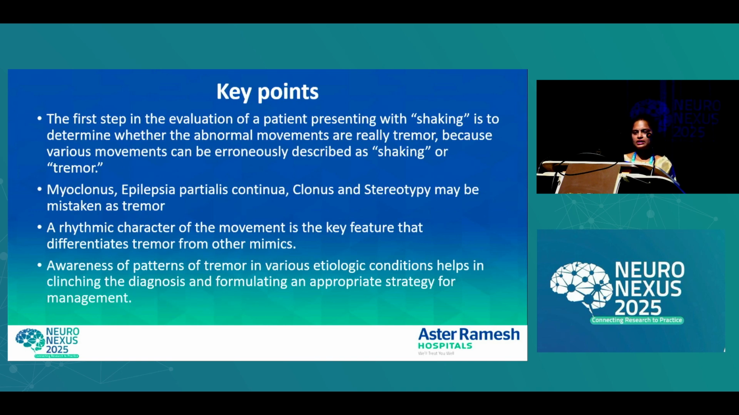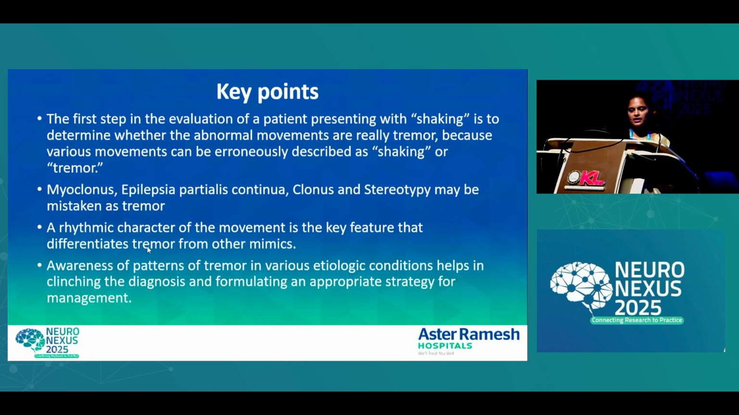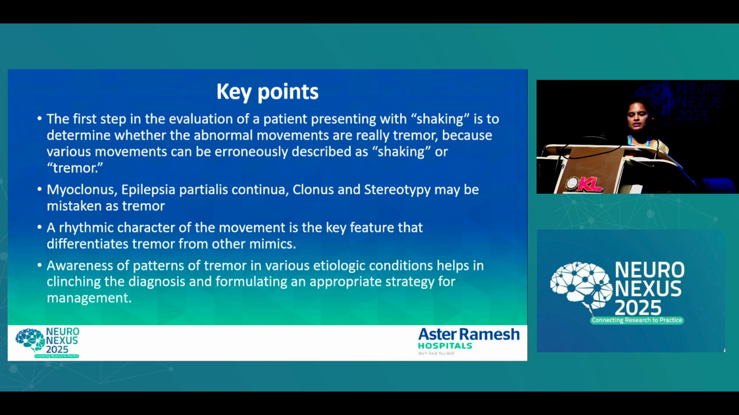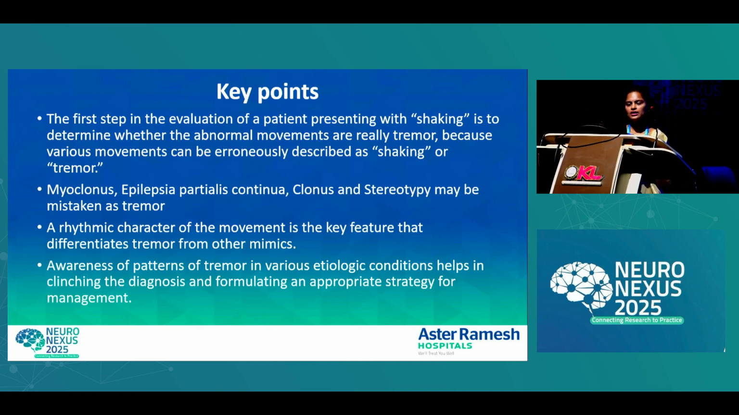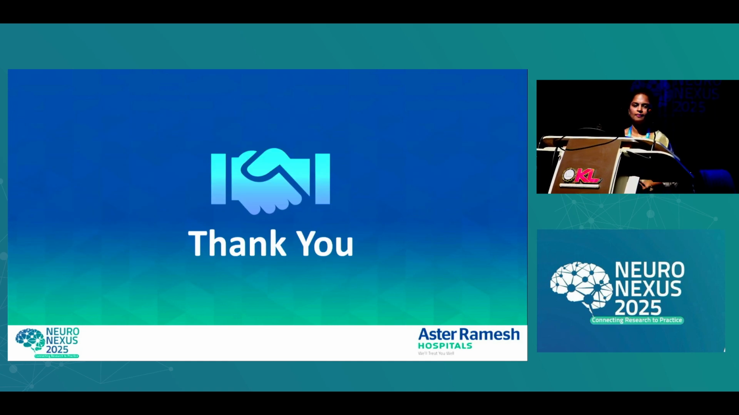The key points were: the first step in the evaluation of a patient presenting with shaking is to determine whether the abnormal movement is really a tremor, because many movements are erroneously described as shaking or tremor, like myoclonus, epilepsia partialis continua, clonus and stereotypy. They are all mistaken for tremor. Myoclonus is usually not regular and has a jerky nature. A rhythmic character is the key feature that differentiates tremor from all these mimics, and awareness of the patterns of tremor in various etiological conditions helps in clinching the diagnosis and formulating an appropriate strategy for management. Thank you.